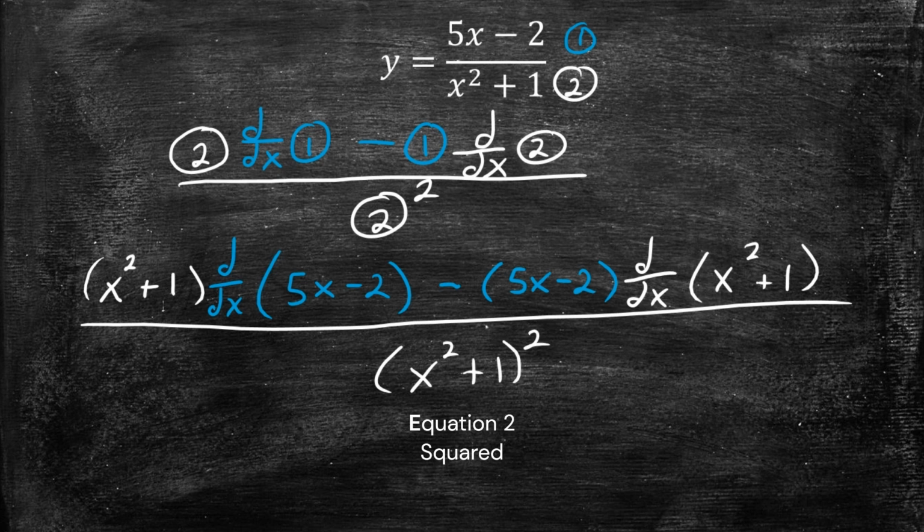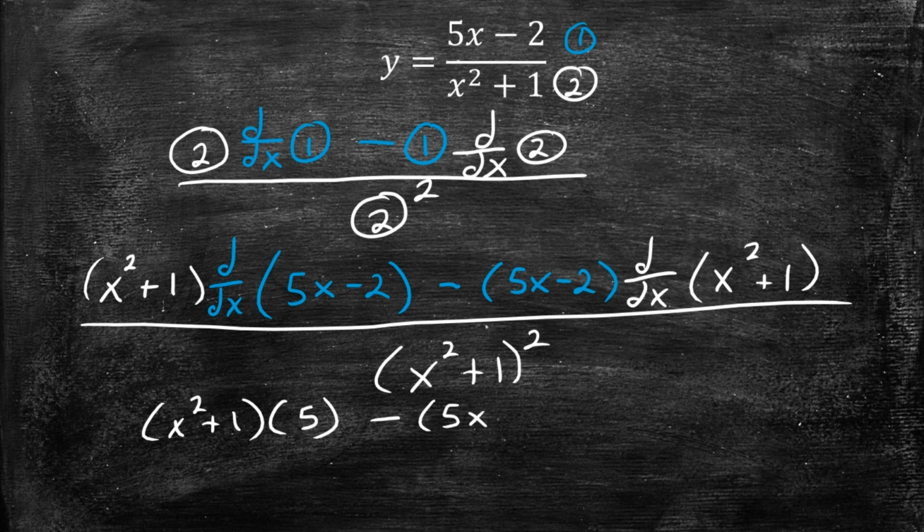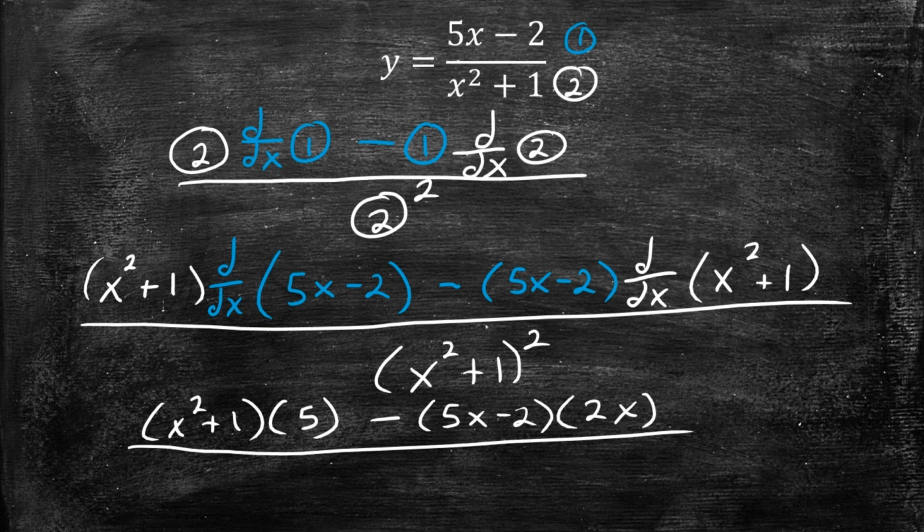All right, so let's simplify this a little bit. On the left-hand side, we have x squared plus 1. Then the derivative of 5x minus 2 is just 5. And that is going to be subtracted by 5x minus 2 times the derivative of x squared plus 1, which is 2x, all over x squared plus 1 squared. All right, so now let's go on to the next page and finish this off.